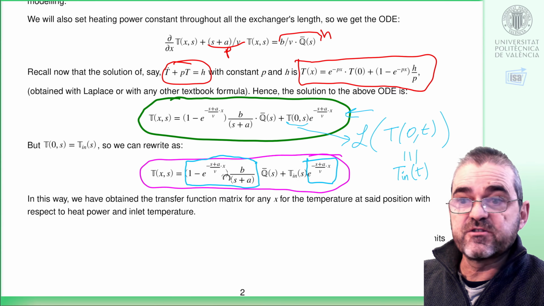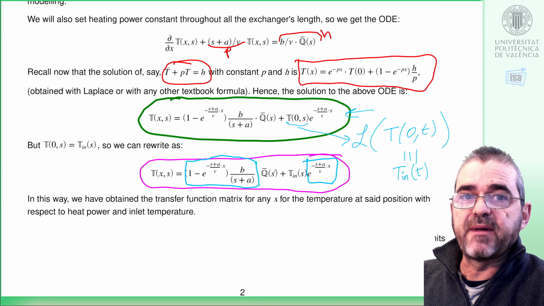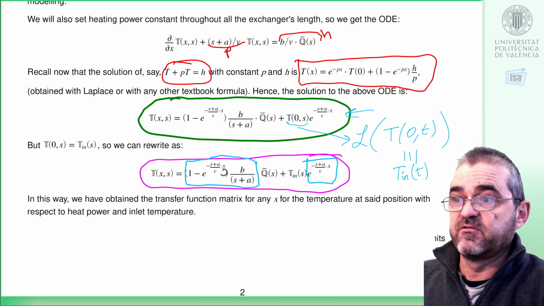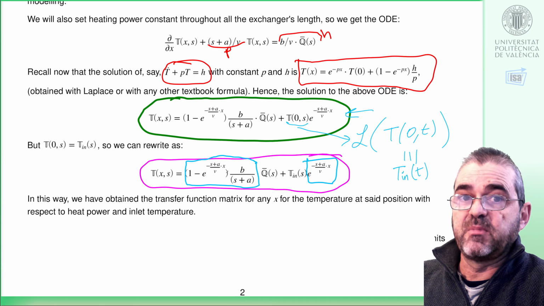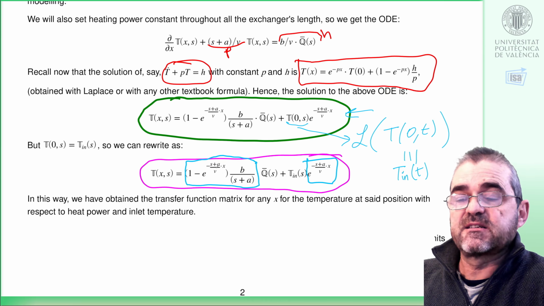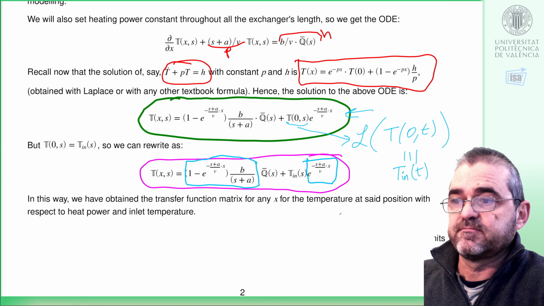This is the transfer function that multiplies the heating power per unit length, assuming uniform heating, constant power per unit length along all the pipe. Note that we have a different transfer function for each x, because indeed the transient will be different for x close to the left or x close to the right end, let's say.